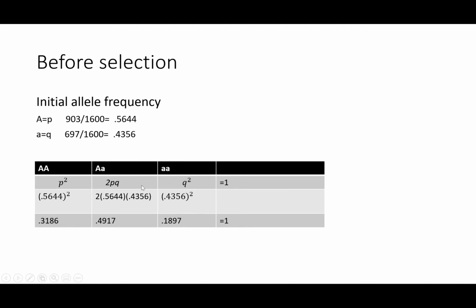So before selection, our initial allele frequencies: we have about half, just a little over the majority, has the frequency of the dominant A, which is P, and a little below half the population has the frequency of 0.4356, which is little a, which is Q. And if we put this into the Hardy-Weinberg equilibrium, we see that our population is in fact in the Hardy-Weinberg equilibrium, as all the genotype frequencies add up to equal 1.